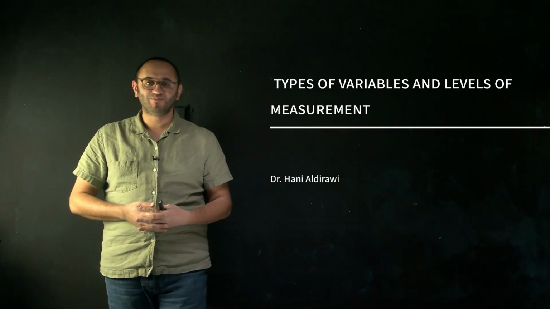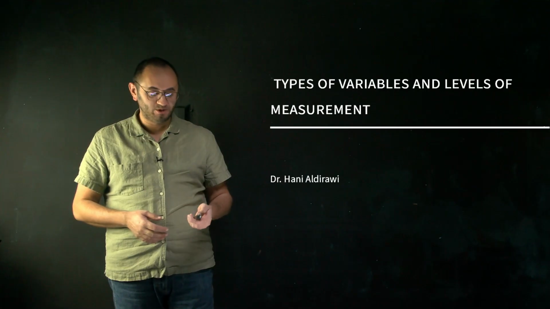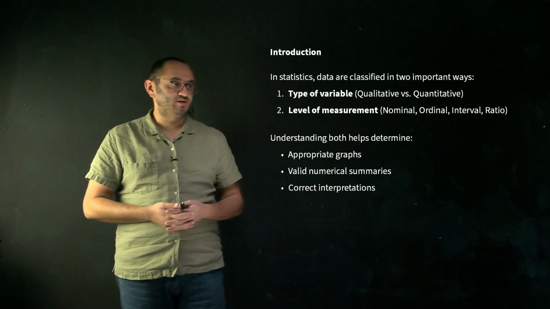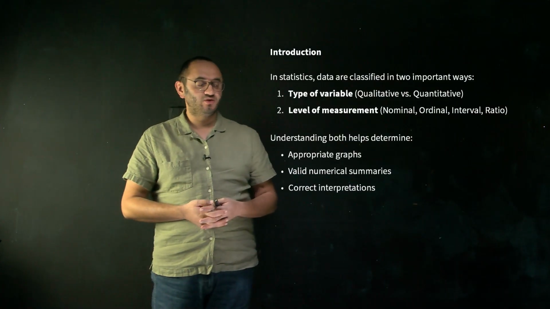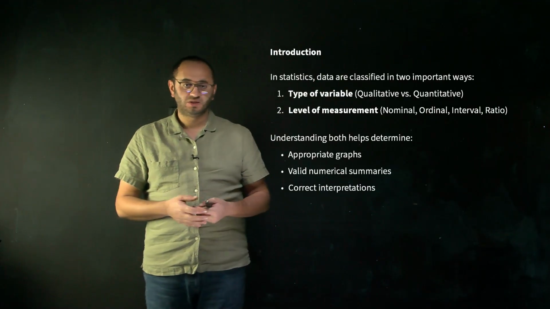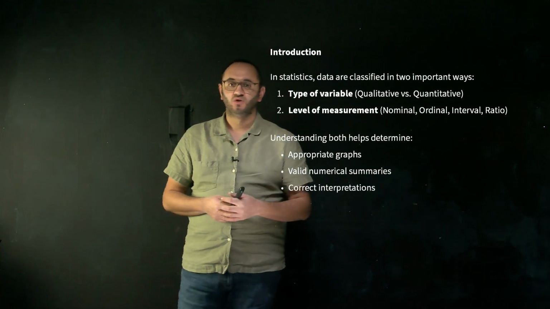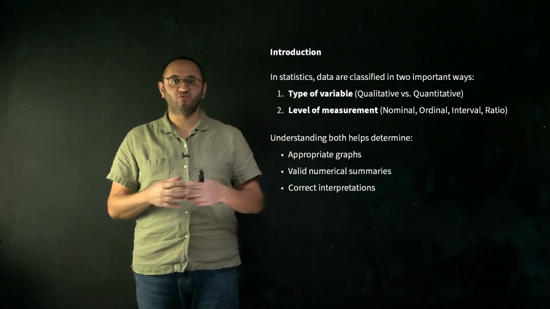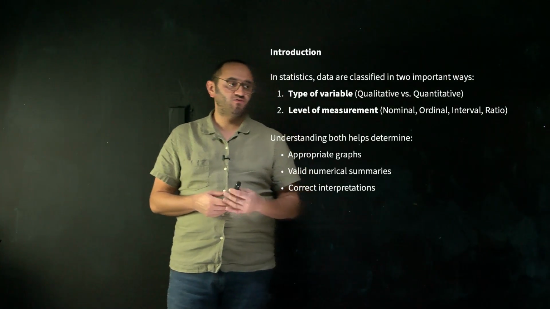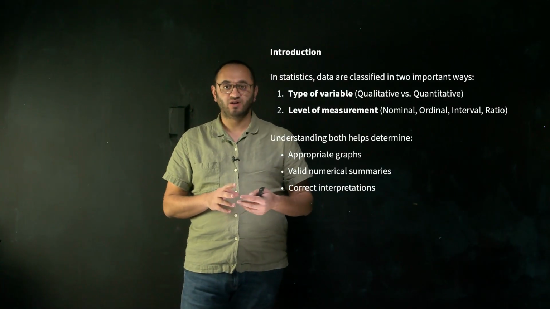Hello. In this meeting, we are going to discuss the types of variables and level of measurements. In statistics, data are classified in two important ways. Type of variables, which means it could be quantitative or qualitative variables, or numerical and categorical variables. So this is called type of variable. And to be more specific, we have level of measurements, which means nominal, ordinal, interval, and ratio.